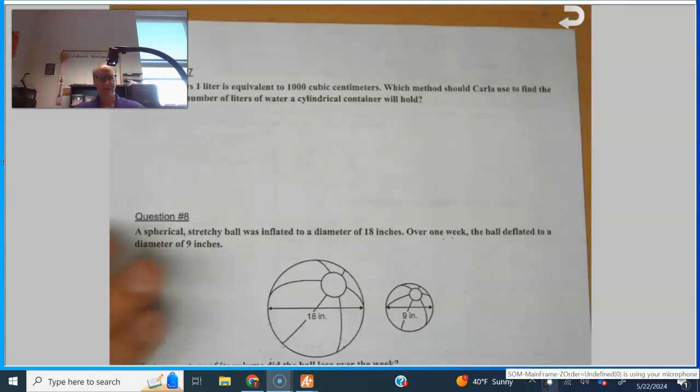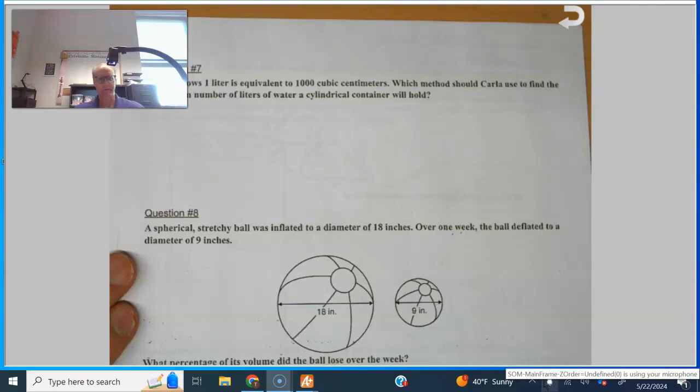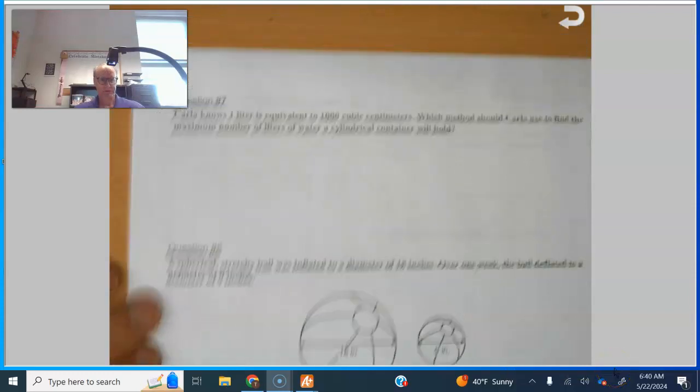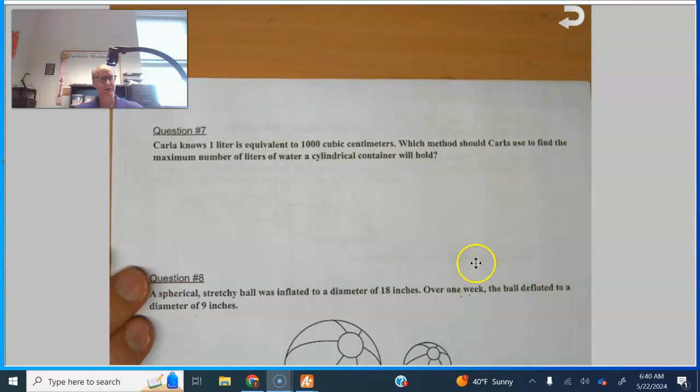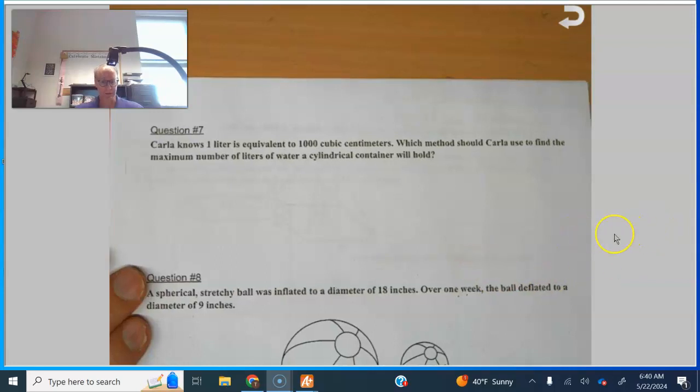Hi, folks. We're back to look at the last questions of your final review. This first question says Carla knows that 1 liter is equivalent to 1,000 cubic centimeters.